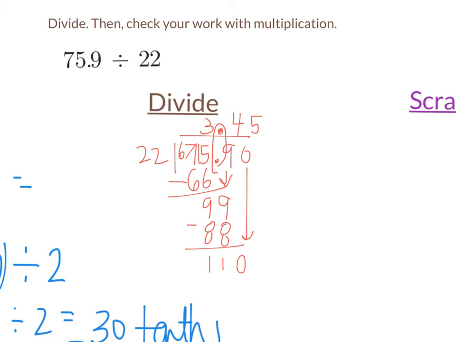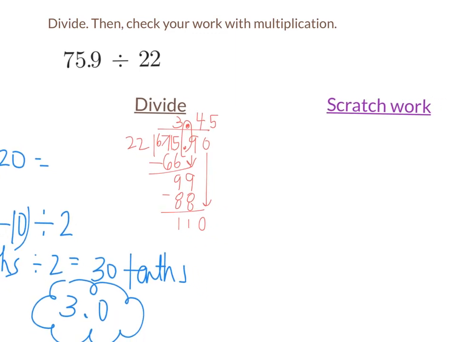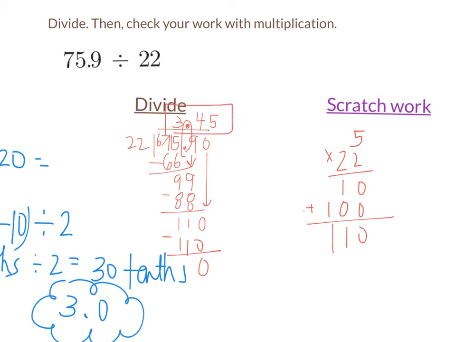Now, if you're not someone who can do this in your head, conveniently, over here there's a scratch area because I can do 5 times 22, right? 2 times 5 is 10. 2 times 5 again is 10. So if I add that up, I have 110. So I write that over here, and I subtract it, and my remainder is 0. So that means my answer is 3.45.